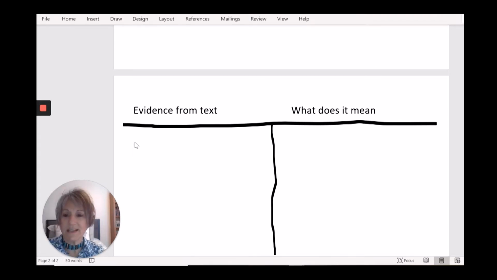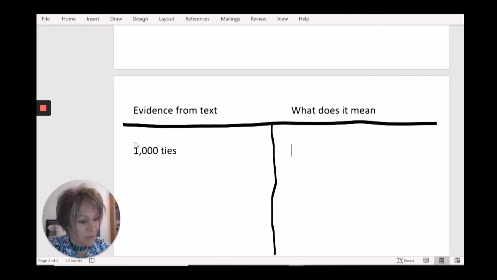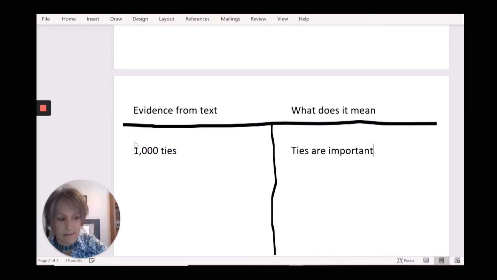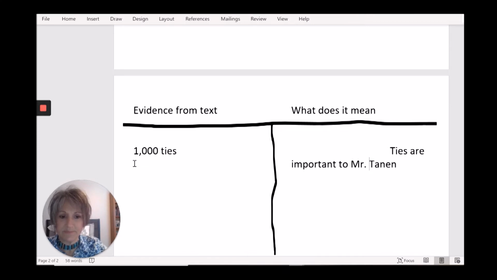So my first evidence from the text that I want to include is that Mr. Tanen has 1,000 ties. So I'm going to write 1,000 with 3 zeros, ties, because I think that tells us something really important about this character. I think it's telling us that ties are really important to Mr. Tanen. So here I'm going to write ties are important to Mr. Tanen. And then I'm just going to scoot that over there to the side that it belongs on.